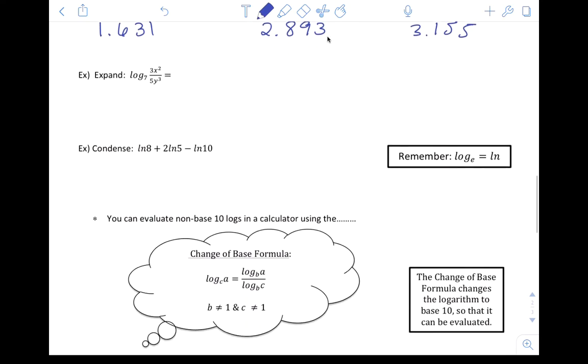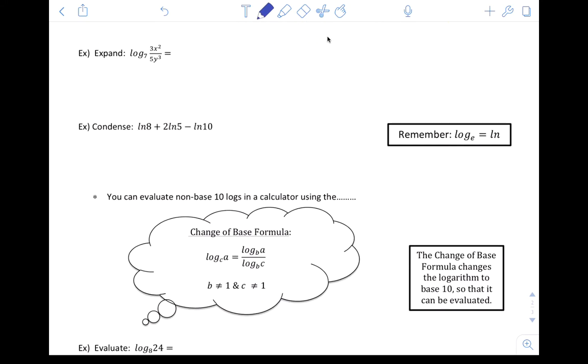Now, how are we going to use these properties to expand and condense? It's actually really easy. When you see something that's multiplying, you will break it up with addition. When you see something that's dividing, like the big bar, to divide is to subtract, when you use our exponent songs. And anytime you see a cute little power, you just drop it down front.